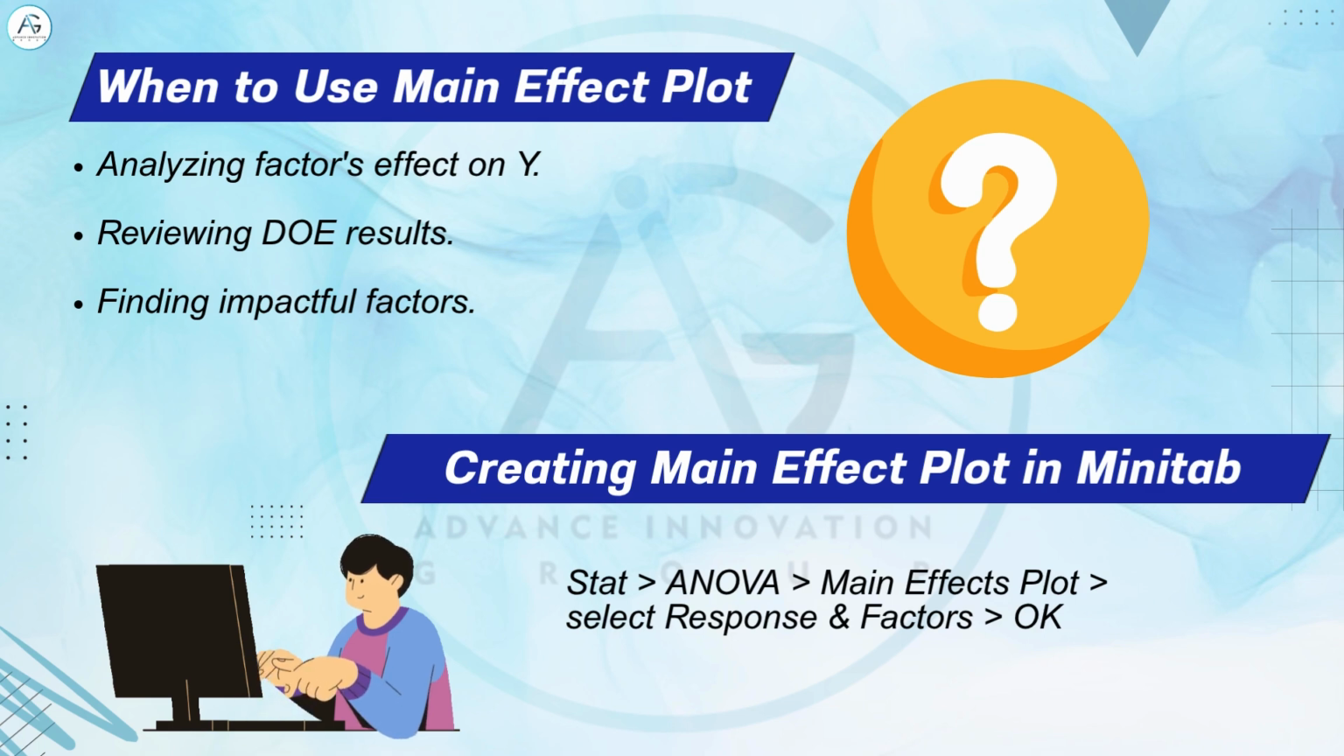To create a main effect plot in Minitab, go to Stat in the menu. Select ANOVA, then choose Main Effects Plot. Select your response variable and the factors you want to analyze. Click OK, and Minitab will generate the plot. This visual tool makes it easier to focus on the key factors driving your process outcomes.